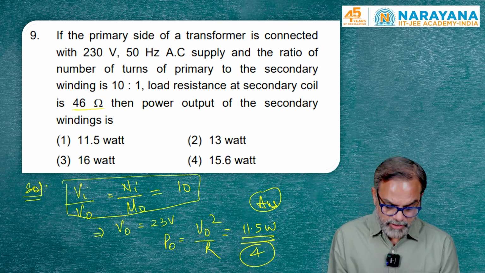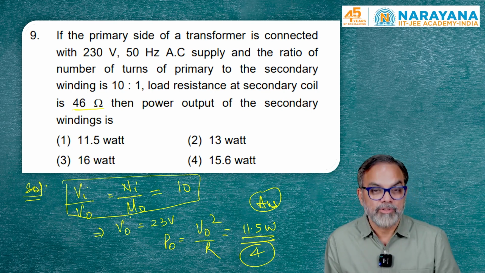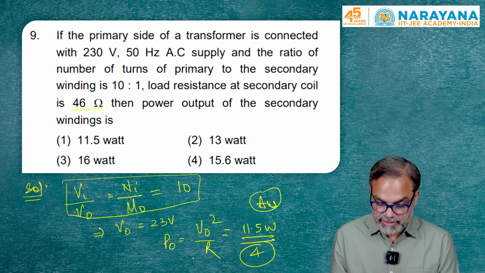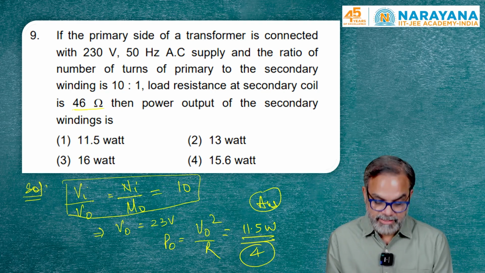We are making use of basic relations that we study in transformers. This is input voltage, output voltage, number of turns in the input circuit, that is the primary circuit, and number of turns in the output circuit. Then there is the expression for power. We are looking for the power output of the secondary windings.